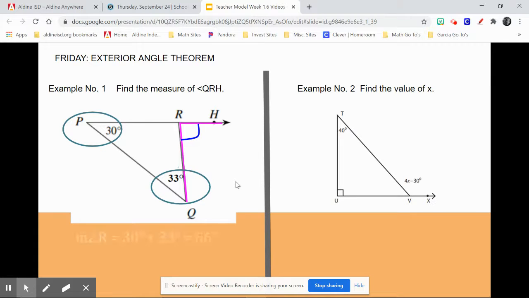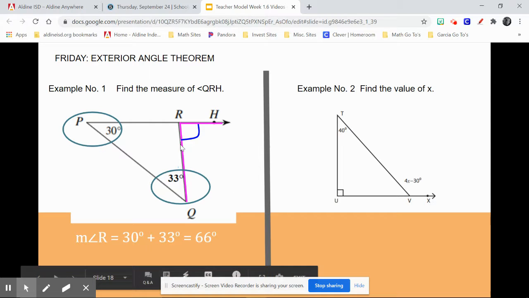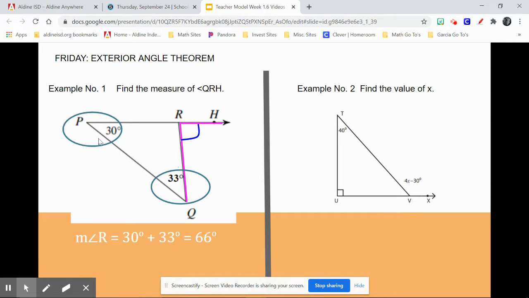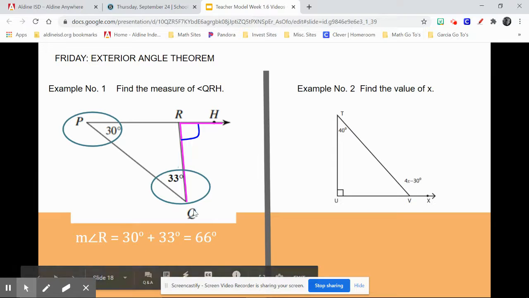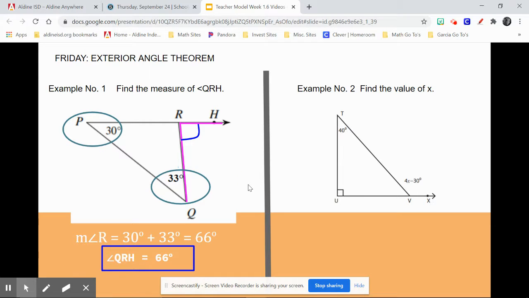And this is what it looks like. So the measure of angle R is equal to the measure of angle P, which is 30 degrees, plus the measure of angle Q, which is 33 degrees, which means the measure of angle R is equal to 66 degrees. Okay?